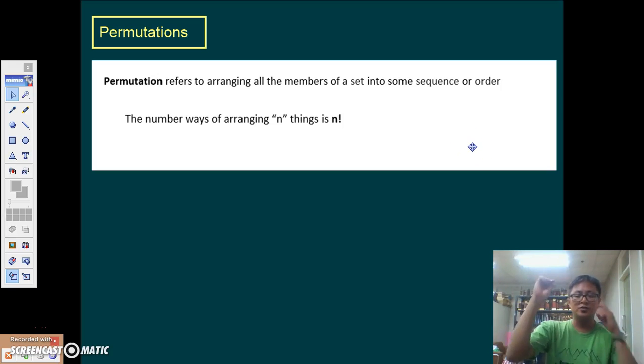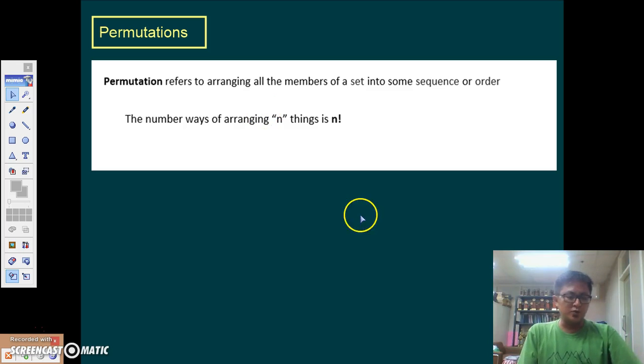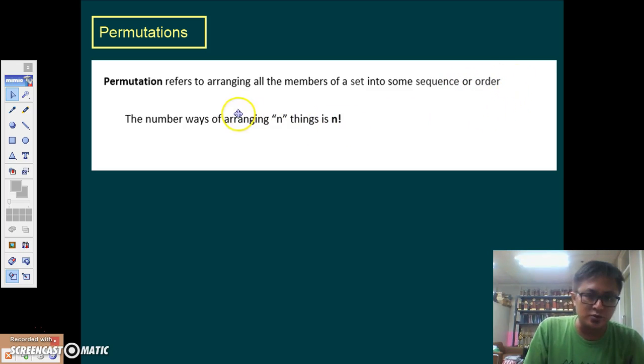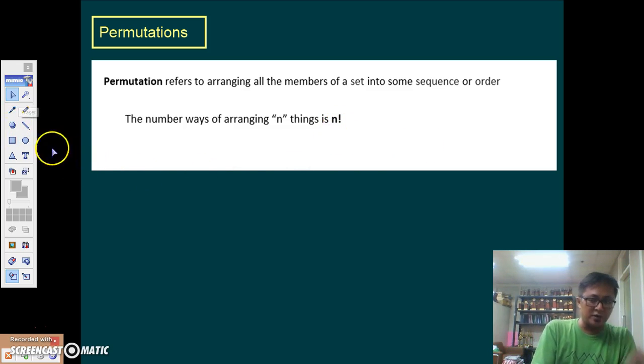Good day, seniors. In this video lesson, we'll be having permutations. By permutations, we all now know that it means arrangements, arranging all numbers of a set into some sequence or order. Very important here, the word order is very important. The number of ways of arranging n things is simply given by n factorial. You know that n factorial is simply n times n minus 1 times n minus 2 and so on up to 1. Okay, now let's have a problem to solve.